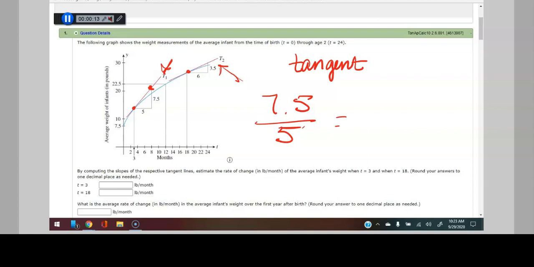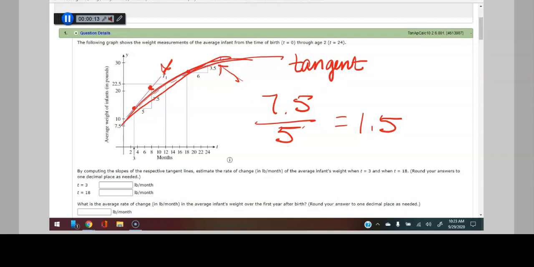All right, so 1.5. Okay, so what does that mean? That means that the average rate of change for your infant's weight when t is 3 months old is 1.5 pounds per month. Okay, what about when it's 18 months old? So this time, do you see how this is kind of leveling out? Okay, so in other words, you don't want the kid to keep growing forever, otherwise it's going to be millions of pounds big.